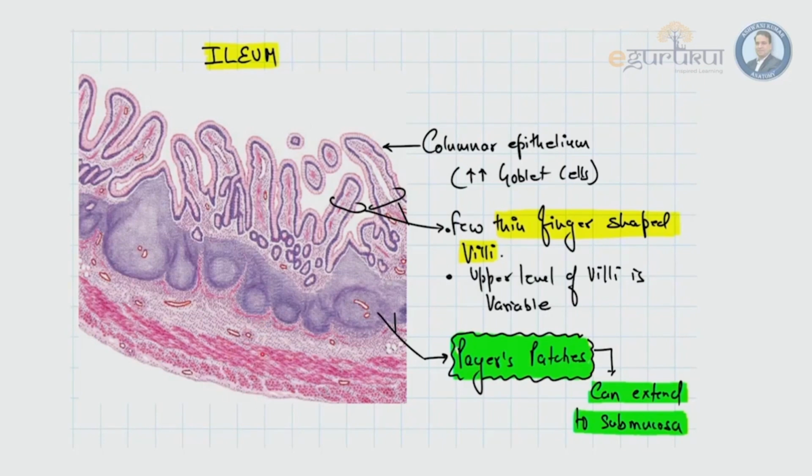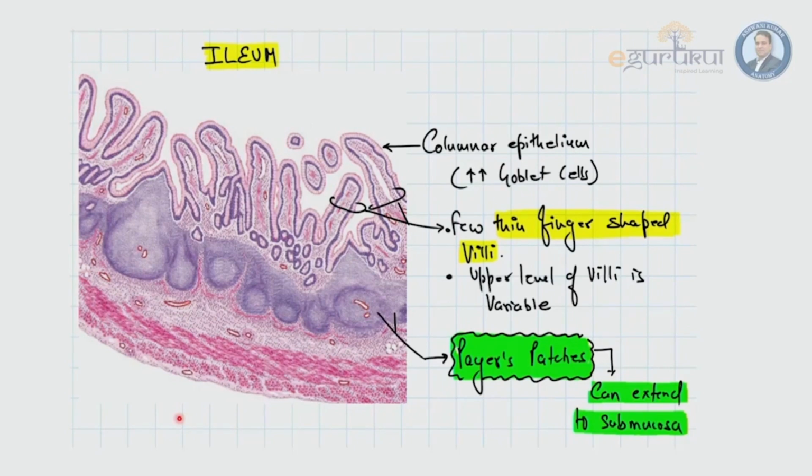Rest again the same, the inner circular and the outer longitudinal muscle followed by the serosa. So that was the difference between the slides of the duodenum, jejunum and ileum. Now from the ileum, let's move on to the slide of a large intestine. Let's anticipate first before I show you the slide.